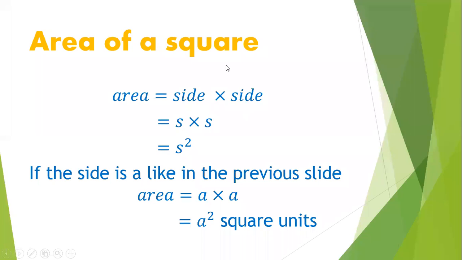If we look at how we find the area of a square, the area is given by side multiplied by side. Since all sides are equal, this is the same as a squared. So if the side is a, then the area will be a multiplied by a, which is a squared. The units here are always square units. Whatever units you have, you write the answer in terms of square units.